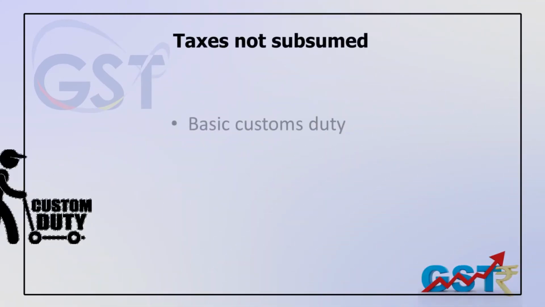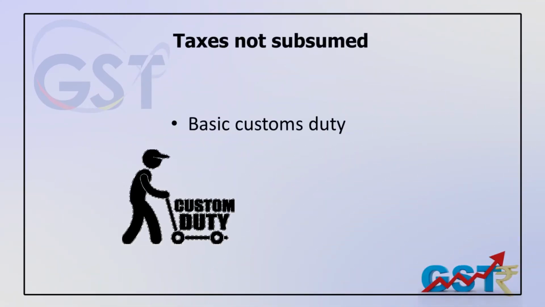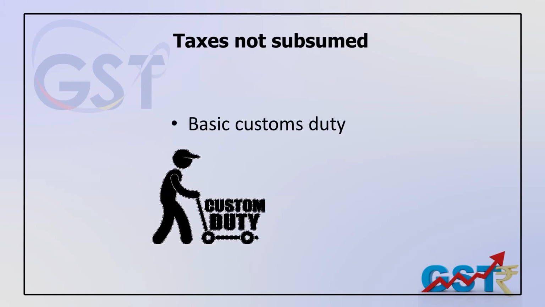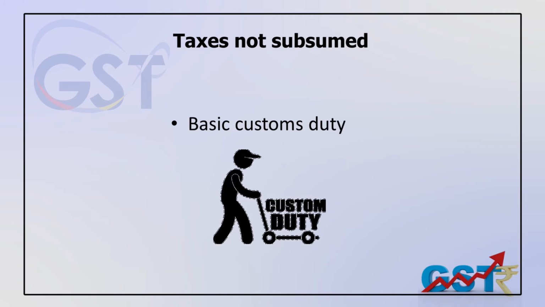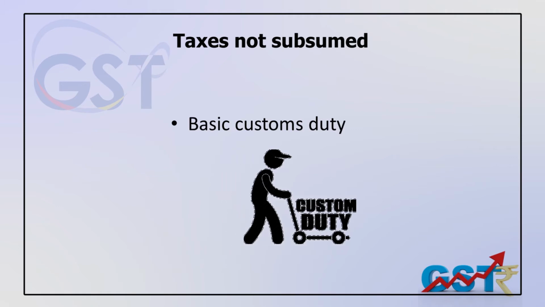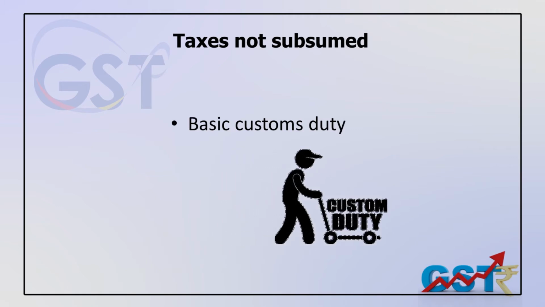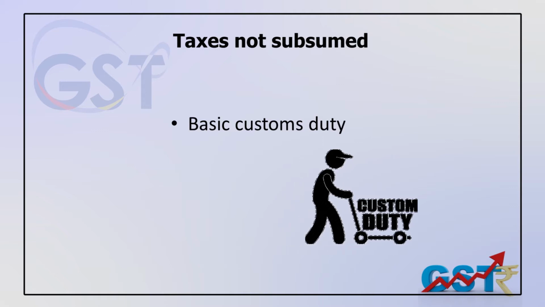Here some of the indirect taxes have not been subsumed. Let's see what type of indirect taxes have not been subsumed in GST. It is basic customs duty. You can find the special additional customs duty has been subsumed, countervailing duty has been subsumed, but basic customs duty has been kept aside. It is not subsumed in GST.